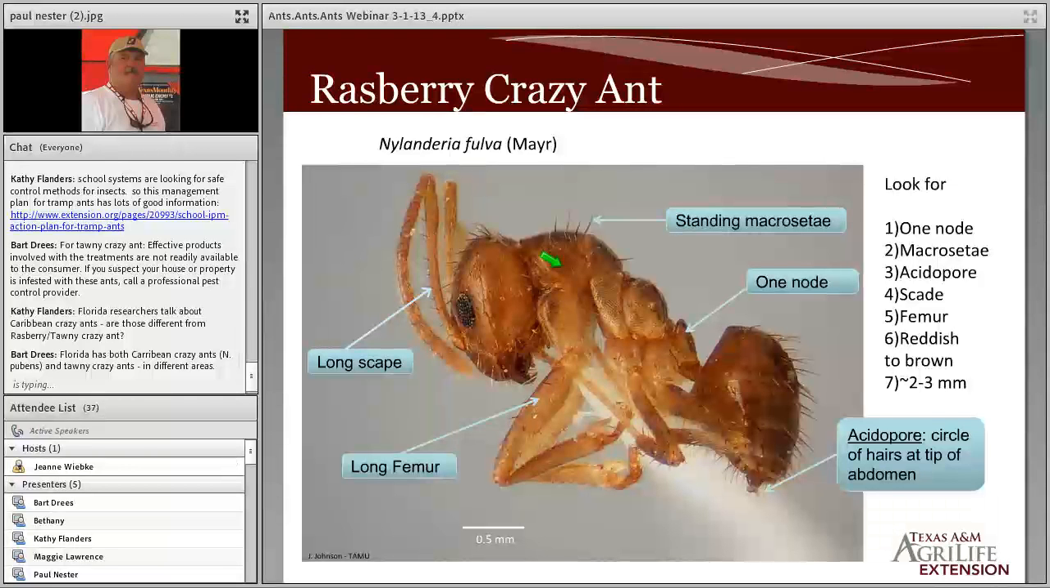It does have a single node between the thorax and the abdomen. It's kind of a pointed node. It does have a very long femur. And they do have the acidopore, which is a circle of hairs at the abdomen that it uses to disperse its defensive compound. It does not sting, similar to the Argentine ant.